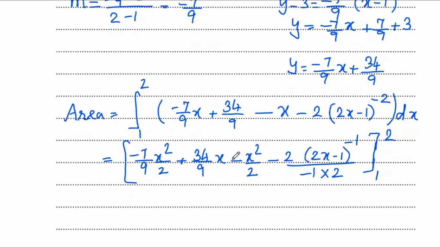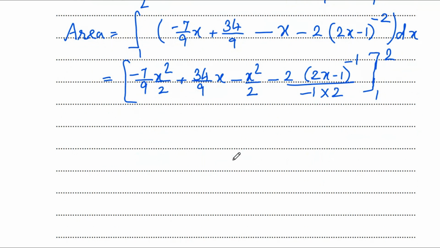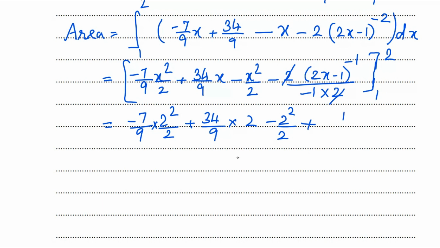First substitute 2 for x. So negative 7 over 9 times 2 square divided by 2 plus 34 over 9 multiplied by 2 minus 2 square divided by 2 minus, multiplied by minus, it will become plus, (2x minus 1) the whole power negative 1 can be written as 1 over 2x minus 1. Okay, so 2 times 2 minus 1. Now substitute the lower limit.